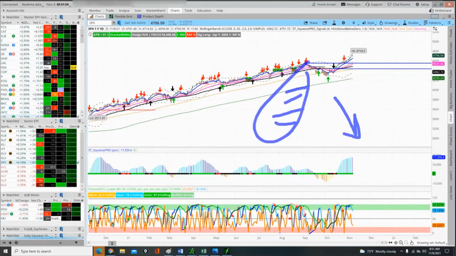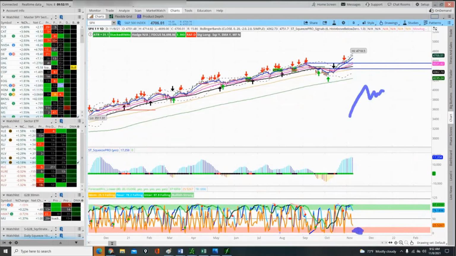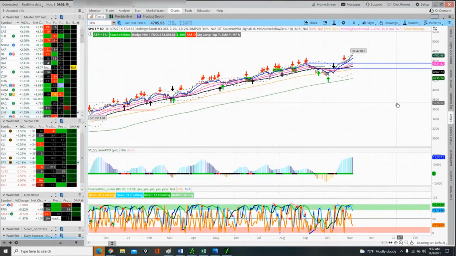I don't like that. So I like having this filter, and that's how I'm going to stick to it. Just this little filter alone, if you waited till the blue was down here and then started trading squeeze trades, your results are going to be better, man. I know it because it's happening with me.